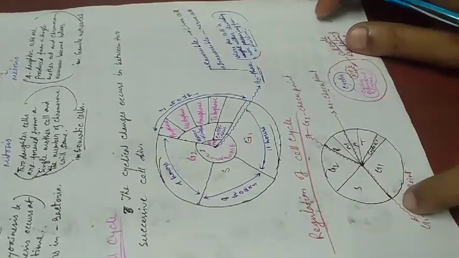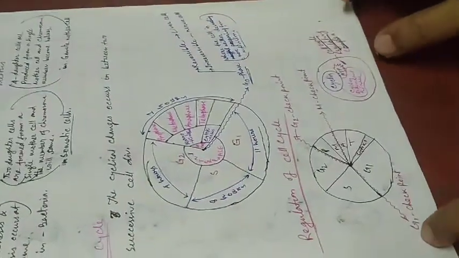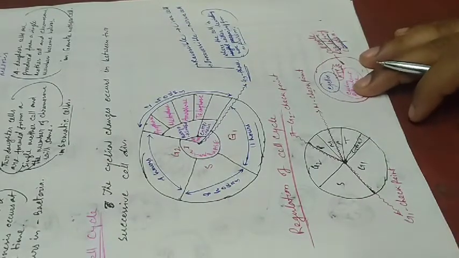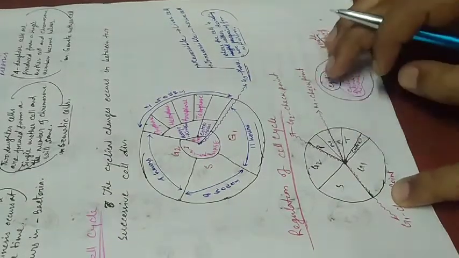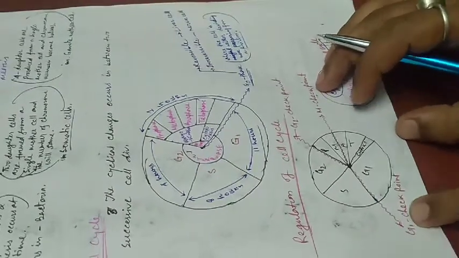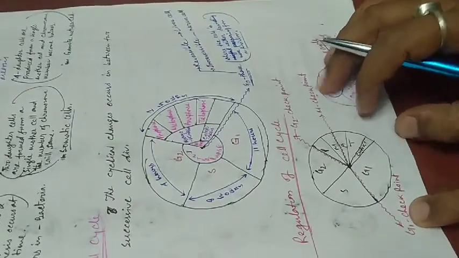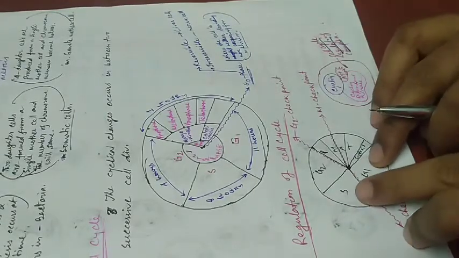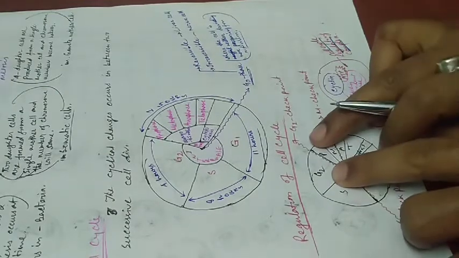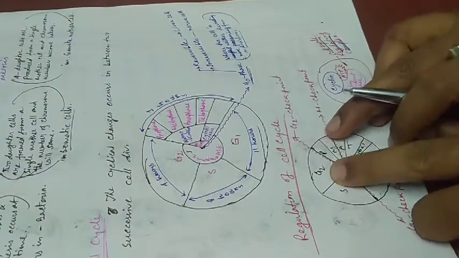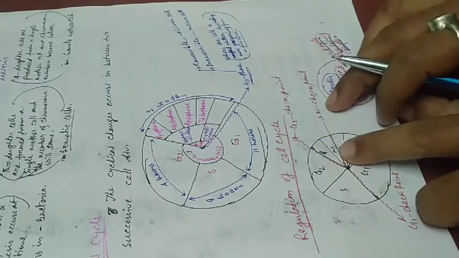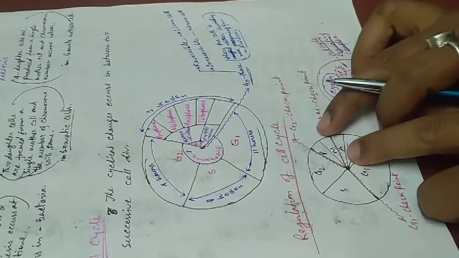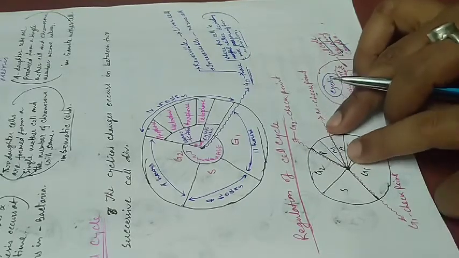Look here. In a cell cycle, three checkpoints are present. These are the G1 checkpoint, G2 checkpoint and M checkpoint. The G1 checkpoint is present in between the G1 phase and S phase. The G2 checkpoint is present in between the G2 phase and the mitotic phase. And the M checkpoint is present between the metaphase and anaphase of the mitotic phase.